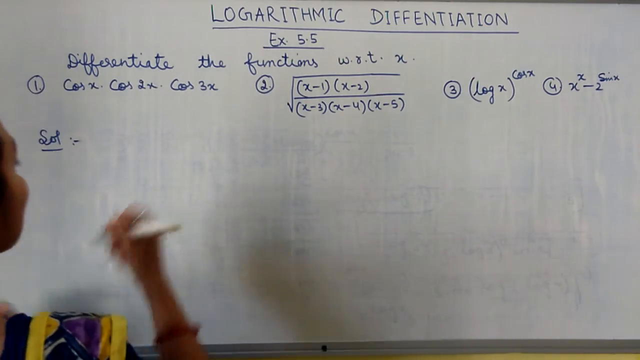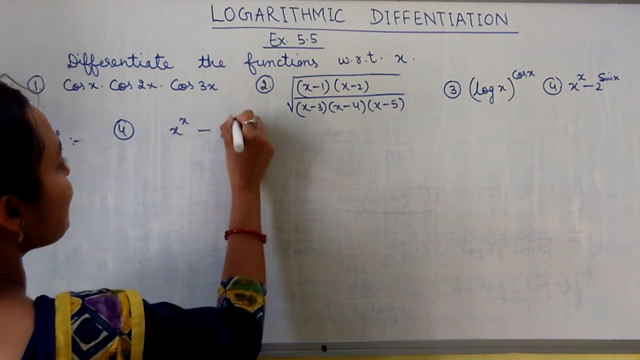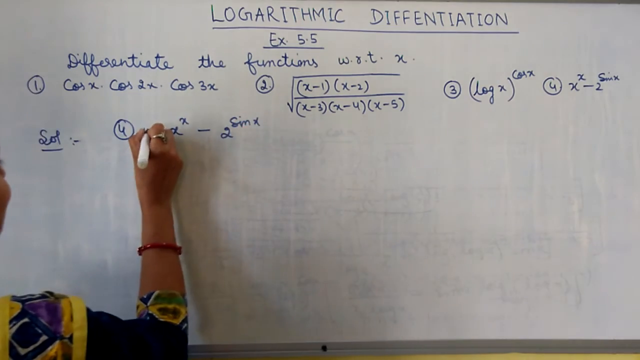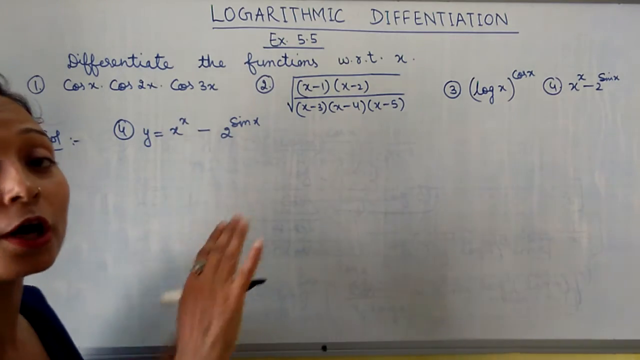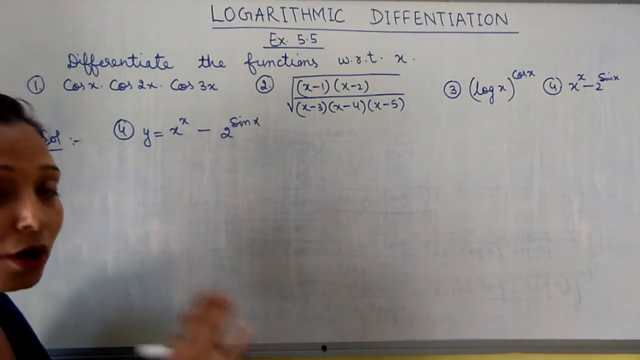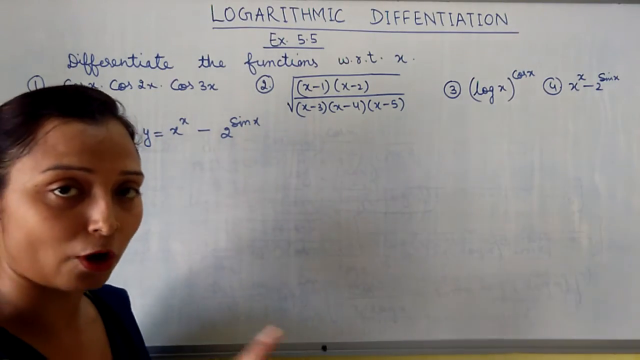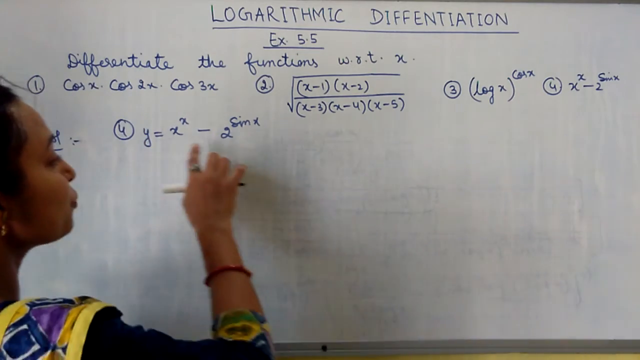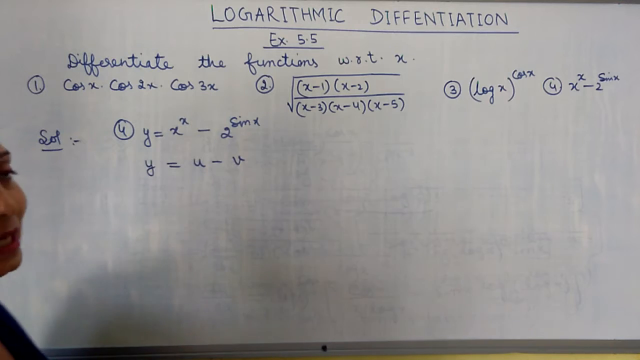Now come to the fourth question. The fourth question is x raised to power x minus 2 sine x, which equals y. But you will not take log on both sides, because log a minus log b is never equal to log a minus log b. No, you will take it as u and you will take it as v.